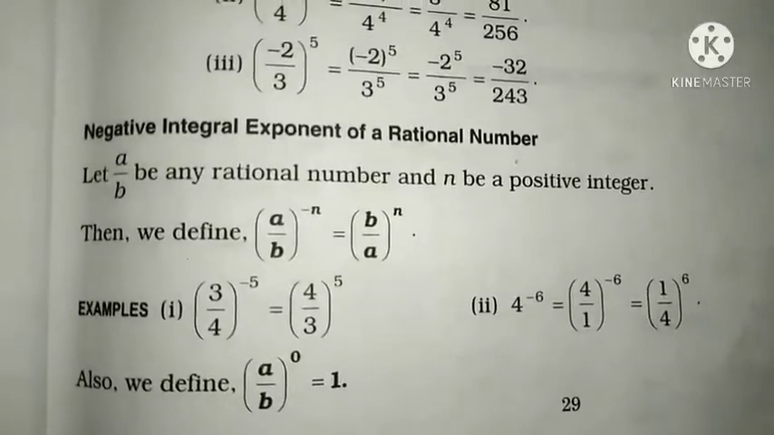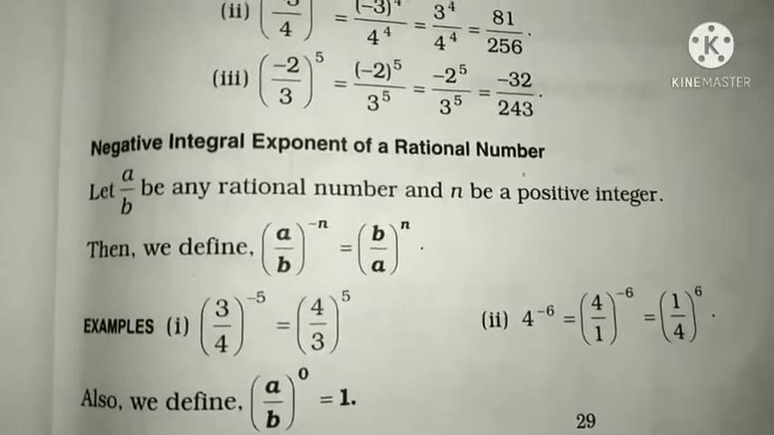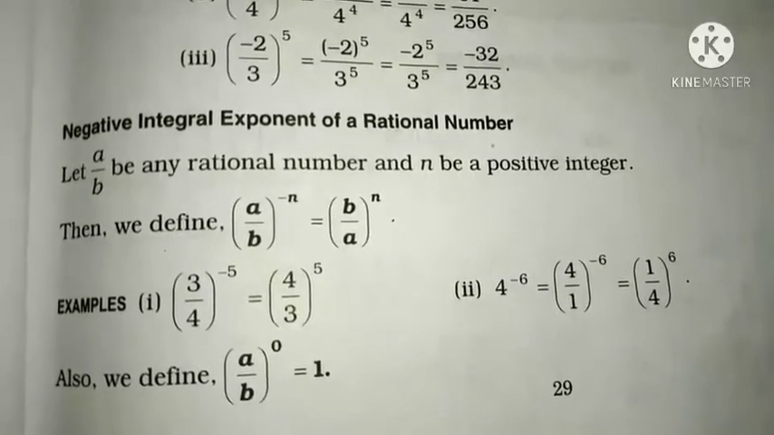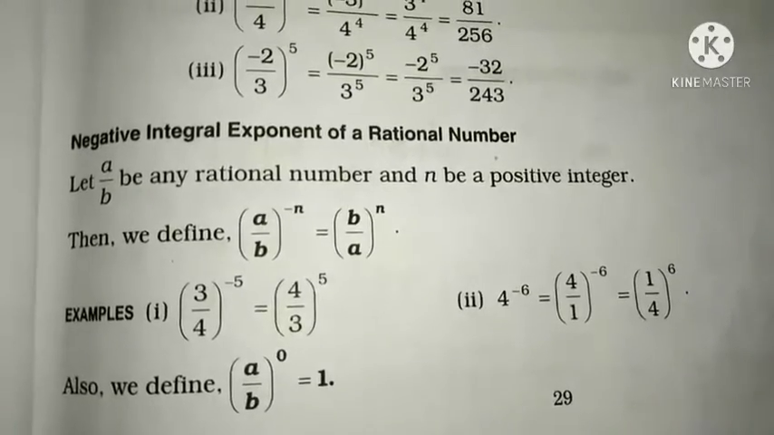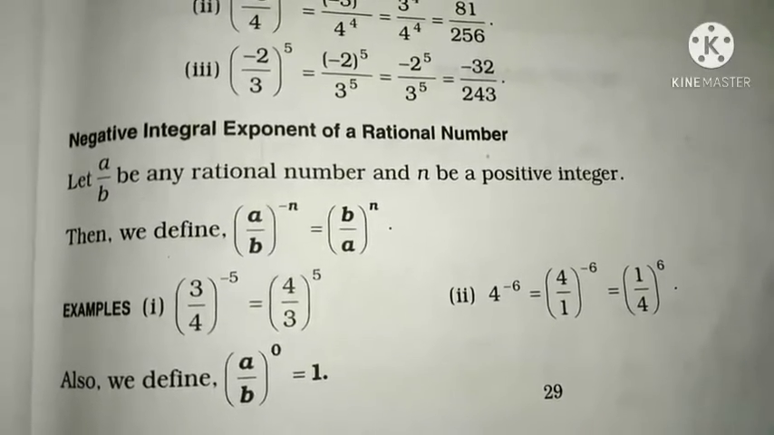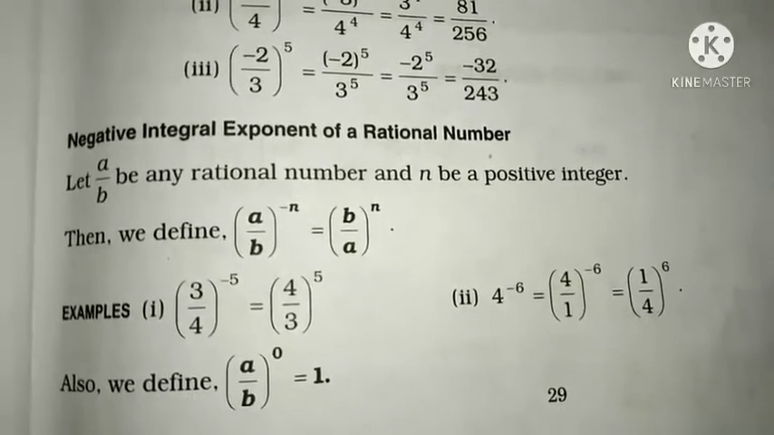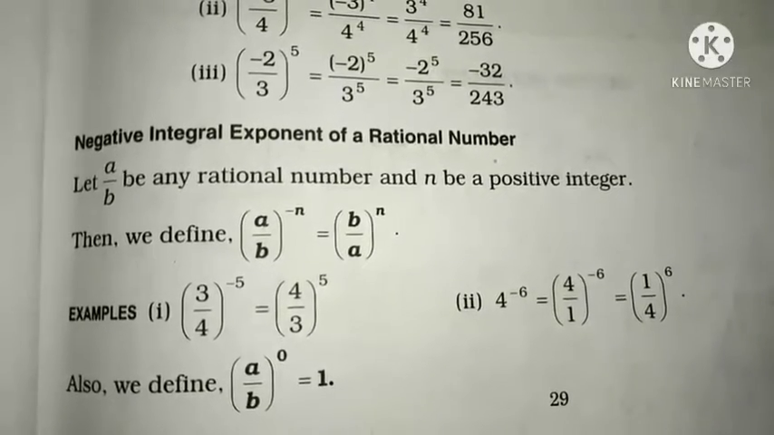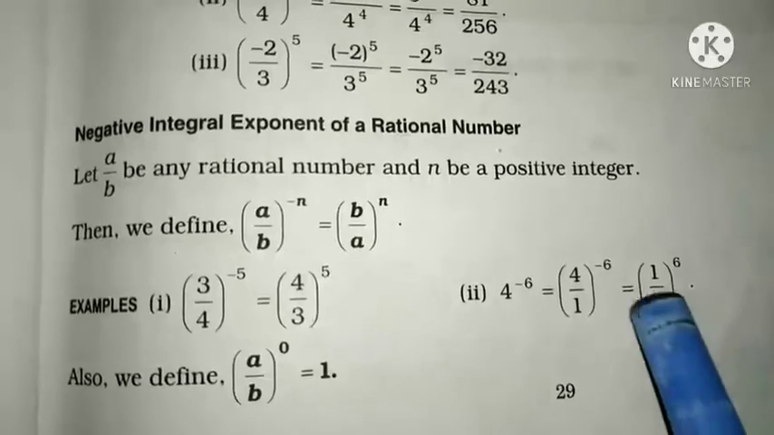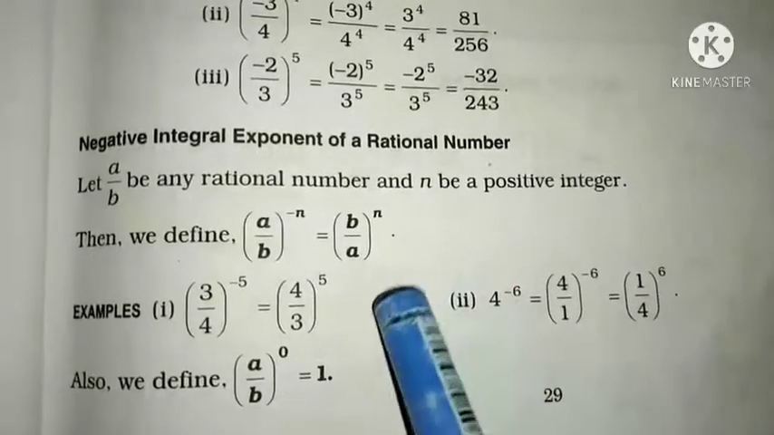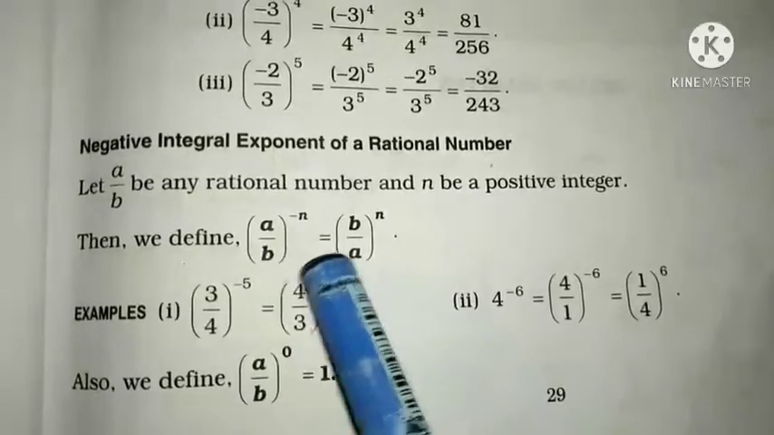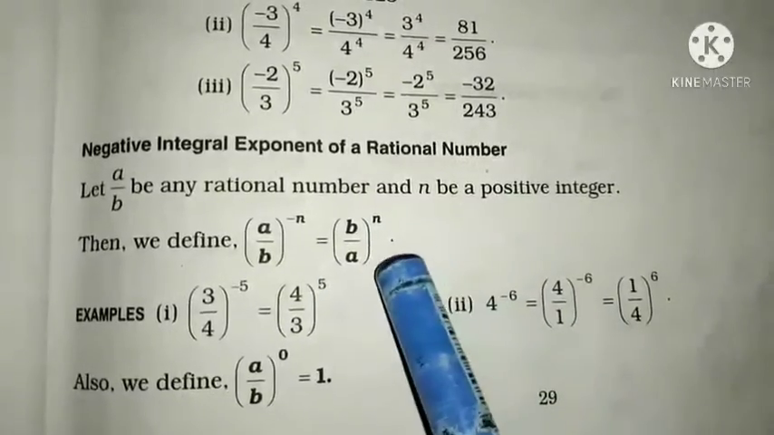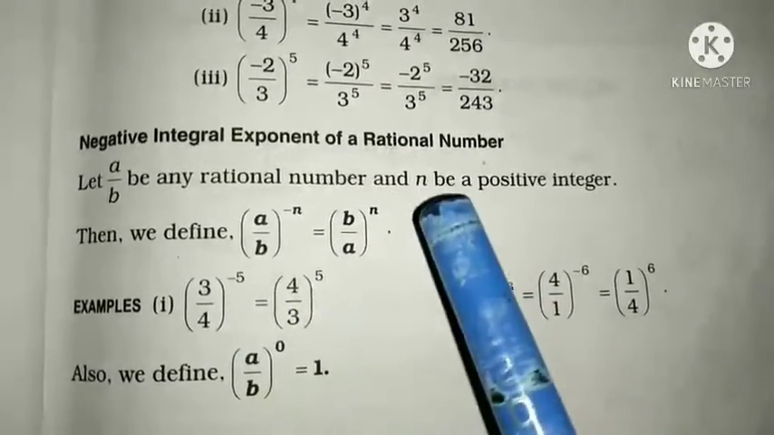Okay. Next, let's talk about a negative integral exponent of a rational number. Let a by b be any rational number and n be a positive integer, then we define that a by b power minus n can be written as b by a power n. It means if you have a negative power, then that can be converted into a positive power by taking the reciprocal of the rational number. As you can see in this example, this is b by a. This b by a is the reciprocal of a by b, and when this becomes the reciprocal, the minus sign of the power goes and becomes a plus sign.